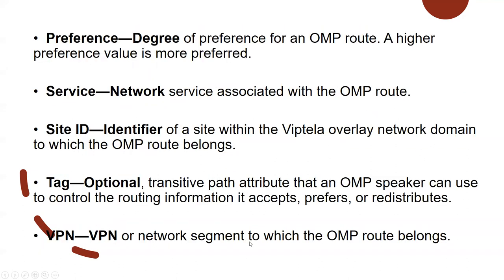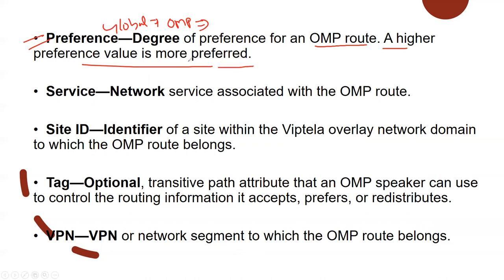Then preference. The preference attribute is there in BGP as well. And here you have the OMP route. Inside the OMP route, you can go and set the preference. Higher is better, so the more the preference, that route will be preferred. Again, it will come under global policy, because we know that OMP falls under global policy or control policy.